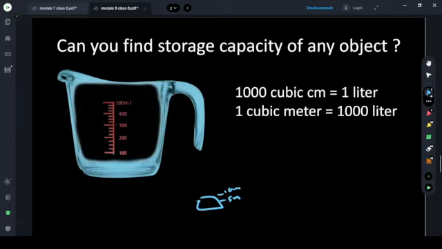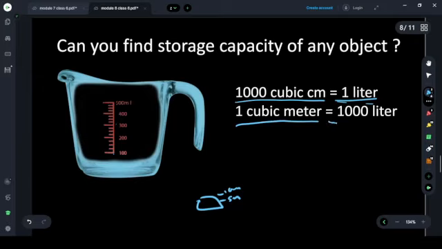So how do you find how much quantity an object can hold? Here we can say 1000 cubic centimeter equals 1 liter. If any object has a volume of 1000 cubic centimeter, it can hold 1 liter of water. 1 cubic meter can hold 1000 liter of water.